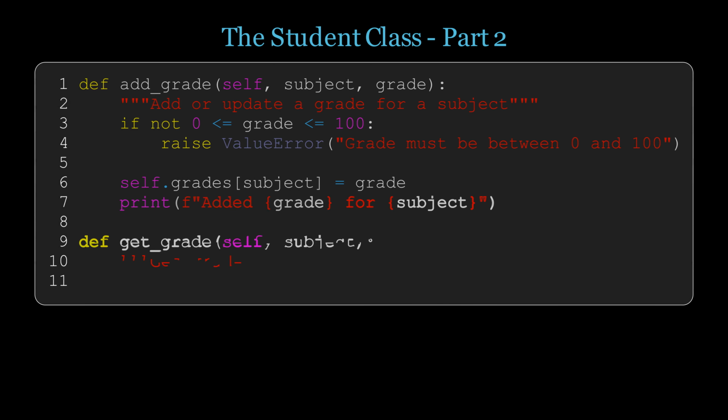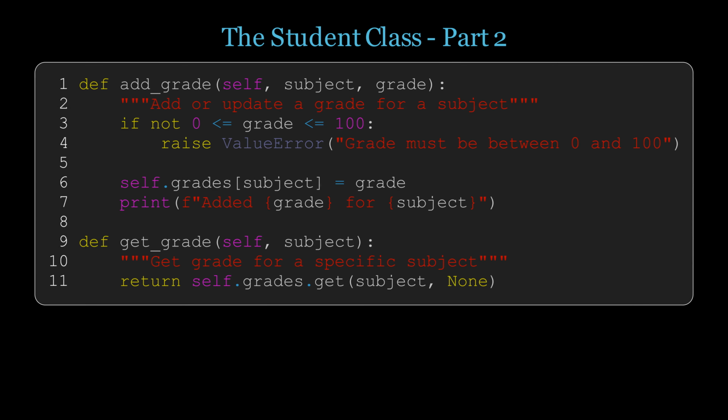Now let's add methods to manage grades. We need a way to add grades for different subjects and retrieve them later. These methods will interact with our grades dictionary. The addGrade method takes a subject and a grade. First, we validate that the grade is between 0 and 100 using an if statement. If it's not valid, we raise a ValueError with a descriptive message. If valid, we store it in our grades dictionary using the subject as the key. We also print a confirmation message.